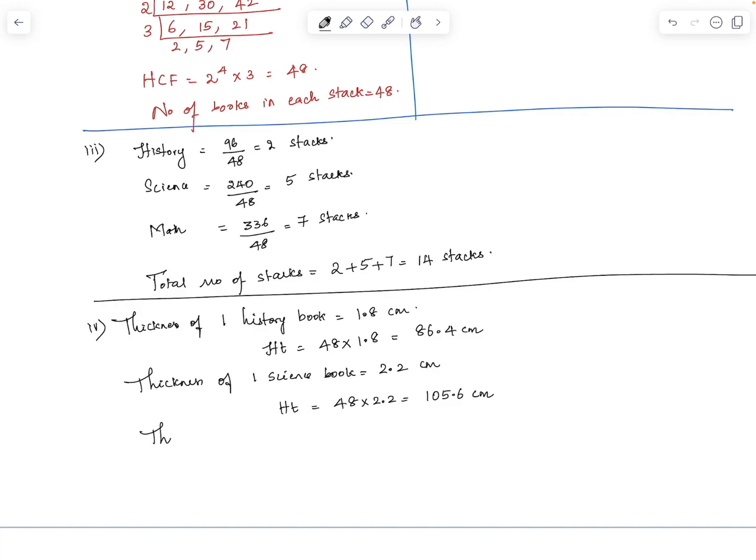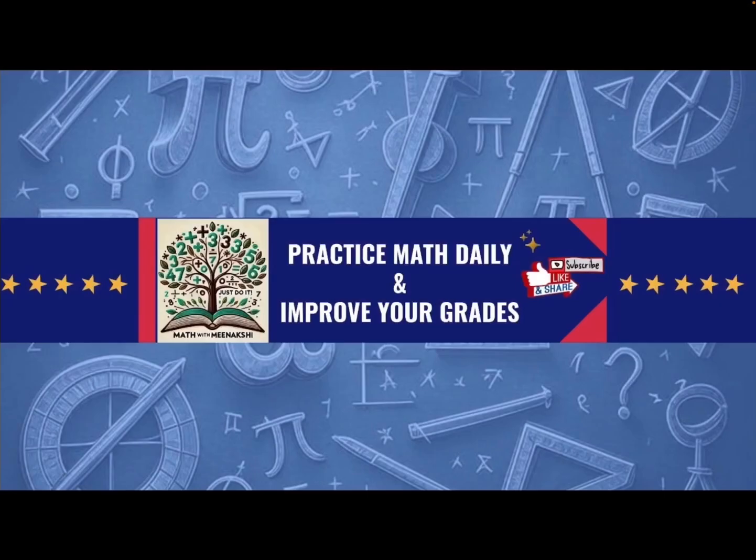Then thickness of one math book is 2.5 centimeter. So height is equal to 48 into 2.5, which is 120 centimeter.